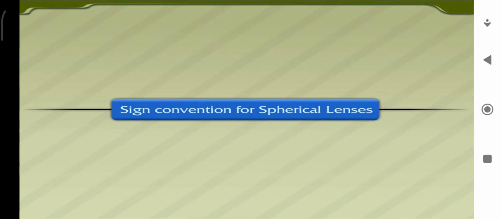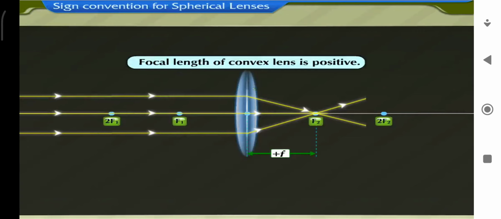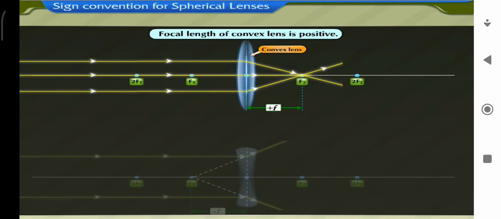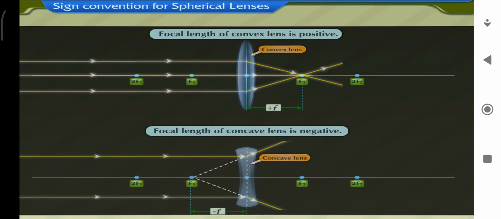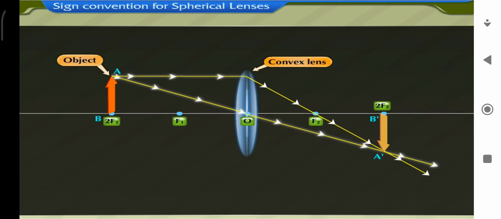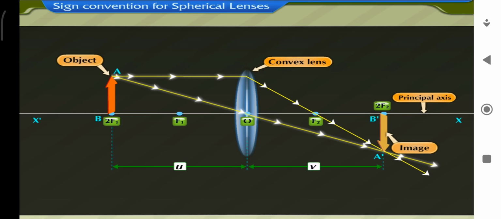Sign convention for spherical lenses. The focal length of convex lens is positive and that of concave lens is negative. Optical center of the lens is taken as origin and principal axis is taken as x-axis. The sign conventions used for an object distance u, image distance v, object height h, and image height h' are same as those used for spherical mirrors.